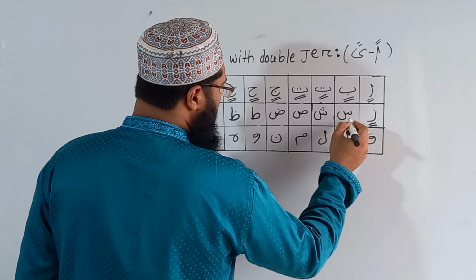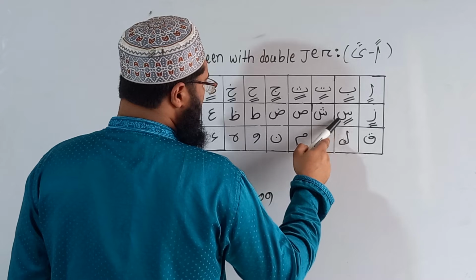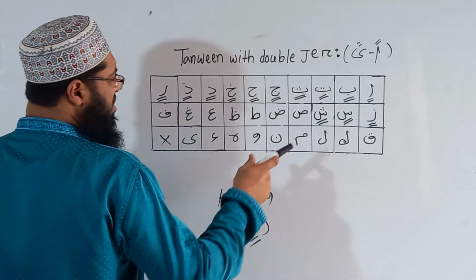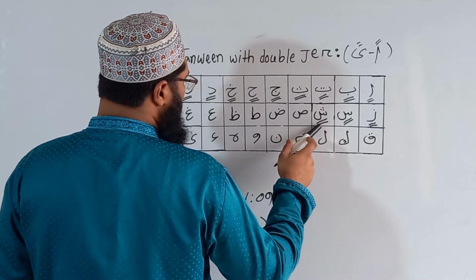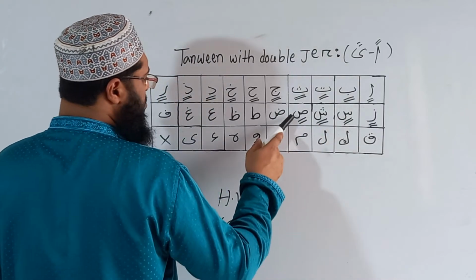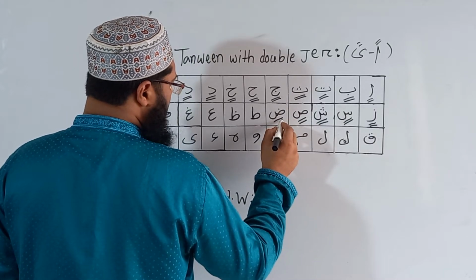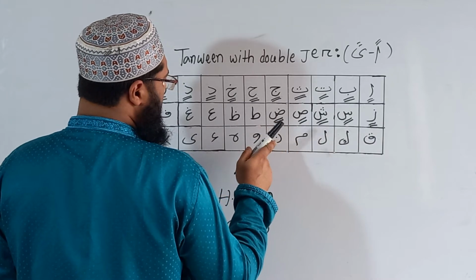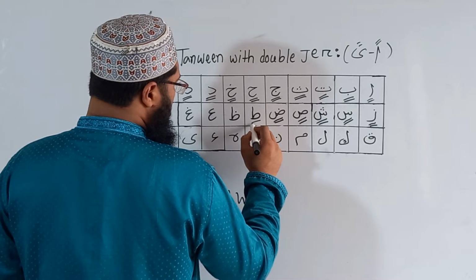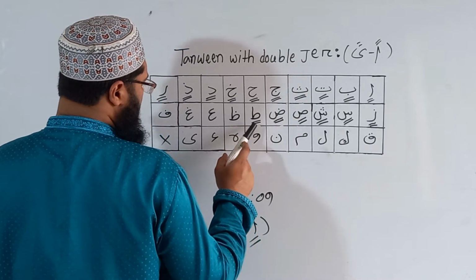I'm giving double Zer under the Sin, and you have to pronounce this one Sin Dui Zer Sin. And now this one is Shin, and you have to pronounce this one Shin Dui Zer Shin. And this one is Sod, and now you have to pronounce this one Sod Dui Zer Sin. And this one is Dod, and you have to pronounce this one Dod Dui Zer Din. And my dear student, this one is To. After giving double Zer under the To, you have to pronounce this one To Dui Zer Tin.